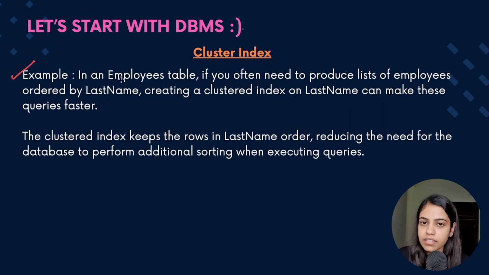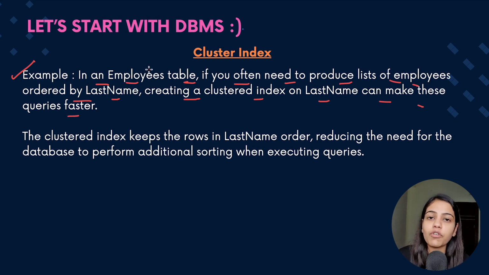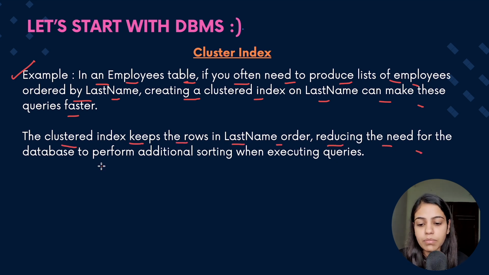So let's understand from an example for a cluster index. Consider that there is an employee table. If you need to produce a list of employees ordered by last name, creating a clustered index on last name can make the queries faster. So whenever there is a non-key attribute, there would be some duplication, and whenever we want to perform any group by operation or order by operation based on a non-key attribute, we can use this cluster index because it can make the queries run faster. Now the cluster index keeps the rows in last name order, reducing the need for the database to perform additional sorting when executing the queries.